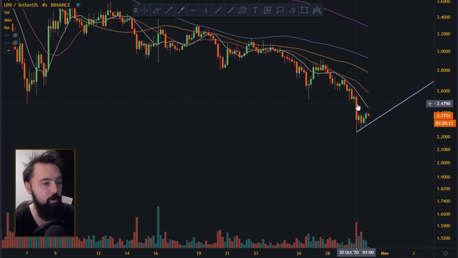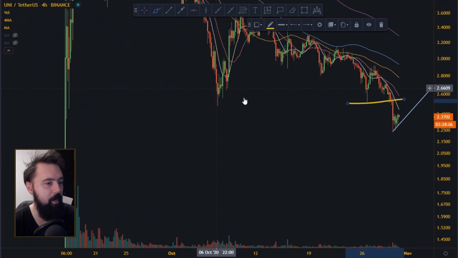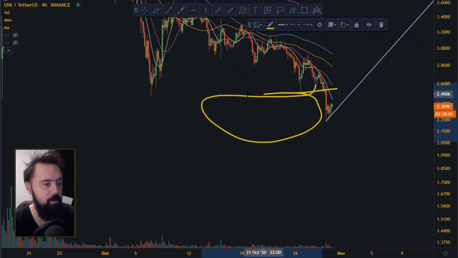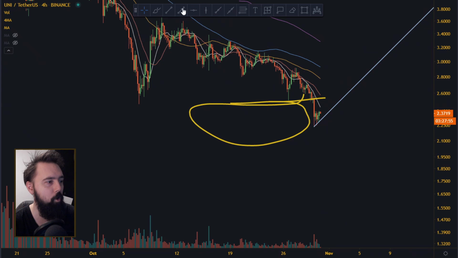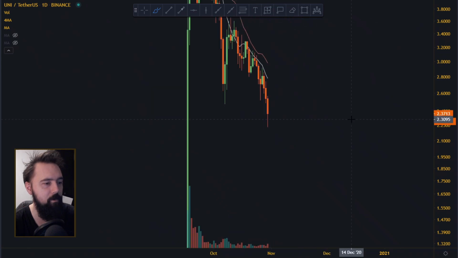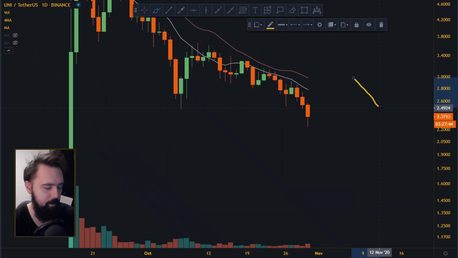And since we already broke this support over here, and we picked up all the stop losses down there, I think it actually might try to go back up again, at least for a while. But you want to look at the daily, and on the daily you want it to get above the 10 moving average as a first step to climbing higher.